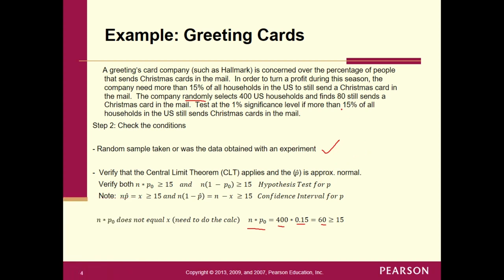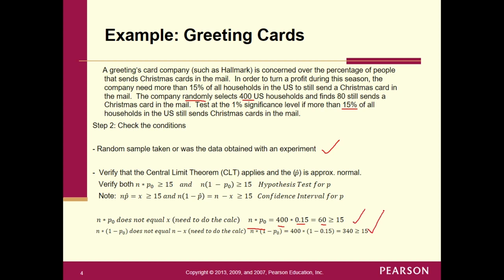Okay. So remember the 15% in the null hypothesis. Remember n was 400. That's 60. That's greater than or equal to 15. We do the other calculation: 400 times 1 minus 0.15, we get 340. That's certainly greater than or equal to 15.